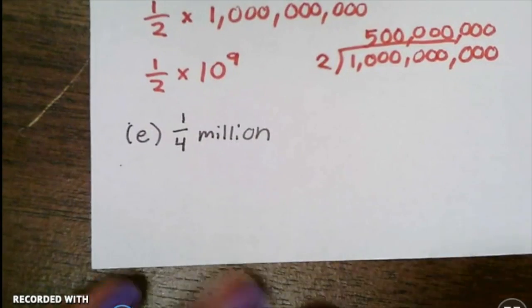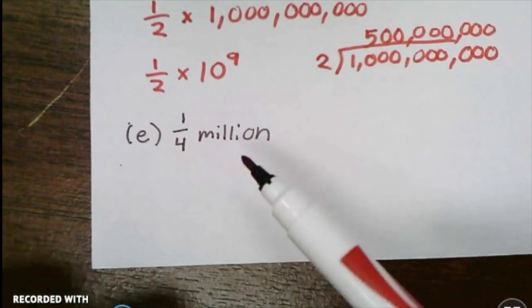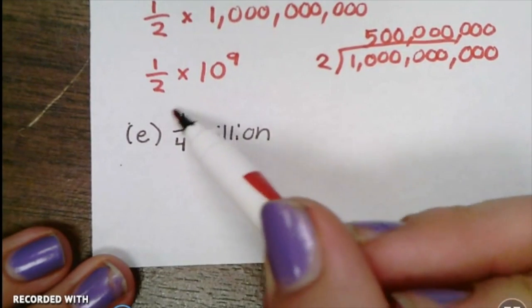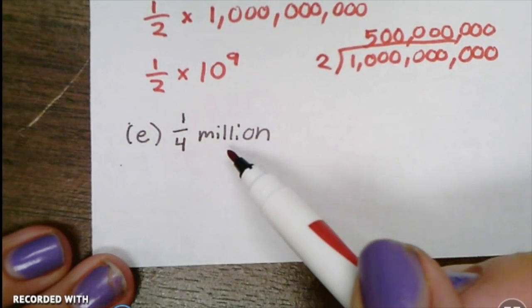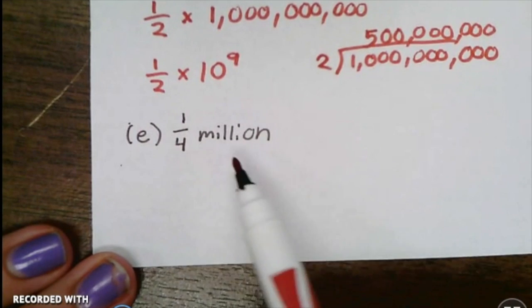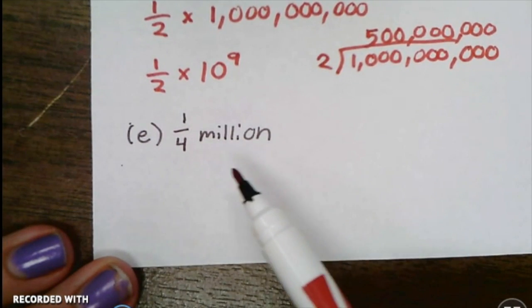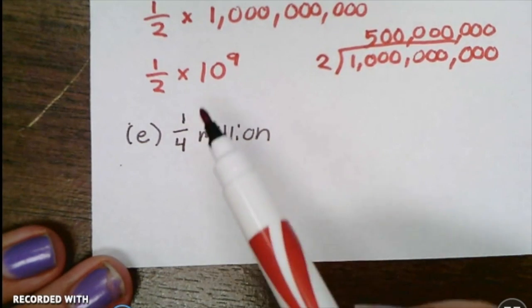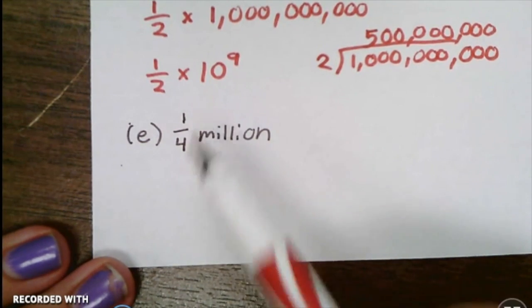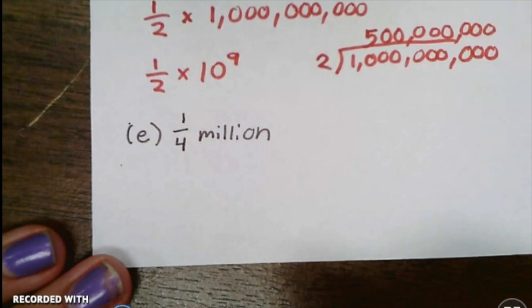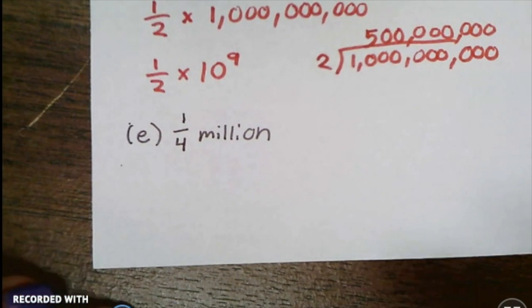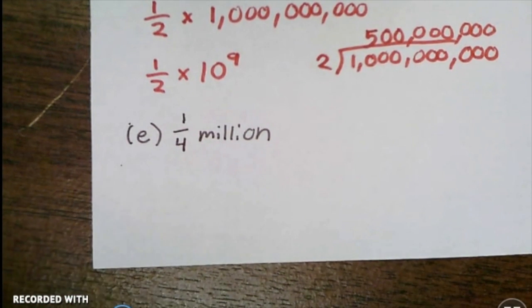All right, last question. I want you to do this one on your own. So you're going to take 1/4 of a million, which means 1/4 times a million. Figure out what that is. Remember that multiplying by any fraction that has a 1 on top is basically the same thing as dividing by the denominator, and bring in your answers tomorrow. Go ahead and get to work.